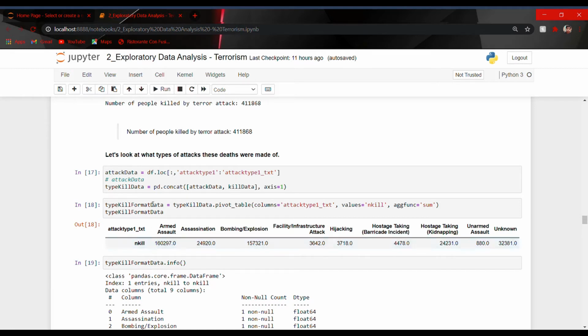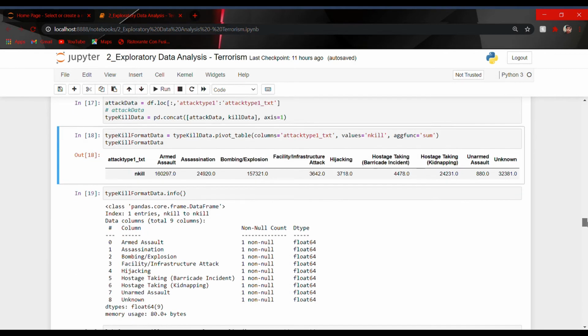From this code, we can see that by assault rifle terrorists have killed around 1,60,297 people around the globe, while due to bomb explosions it's around 1,57,321, and so on.